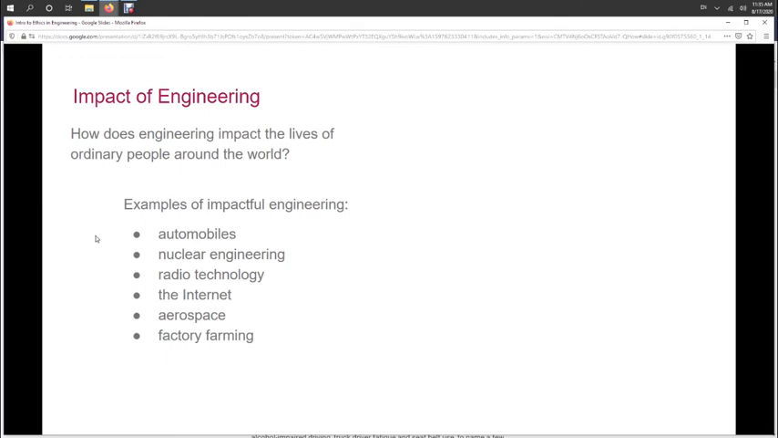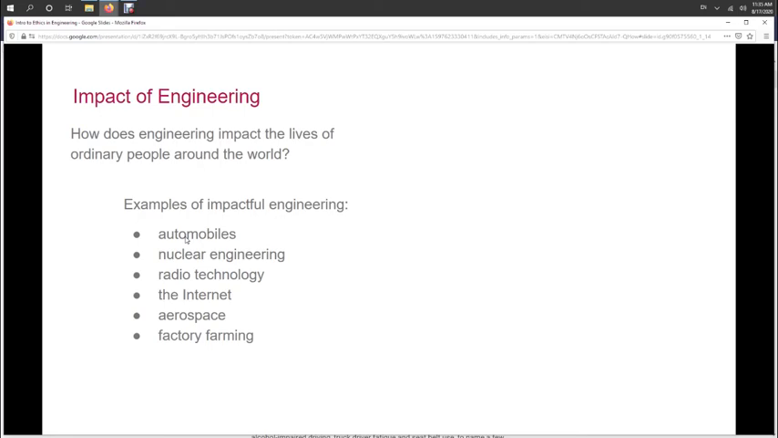Examples of impactful engineering. These are from the past or the present. Automobiles, nuclear energy, radio technology, the internet, aerospace, factory farming. This is a short list I just pulled off the top of my head yesterday. There are many examples of impactful engineering. And if you go through this list and you take a second just to think about how did the automobile impact our way of life? If you look at how we lived before automobiles, how we lived after, how did the automobile change our way of life?